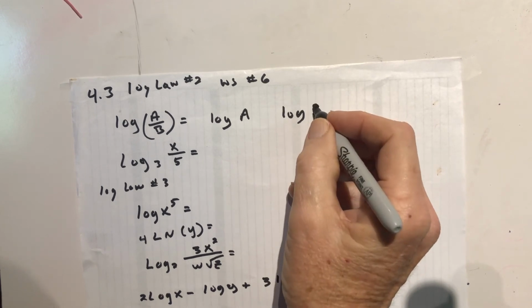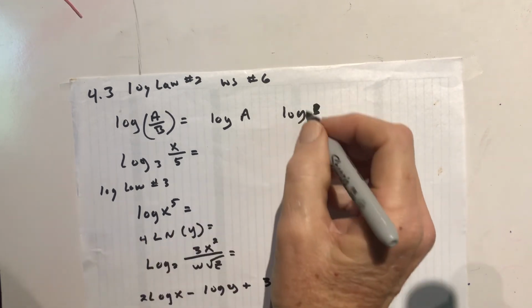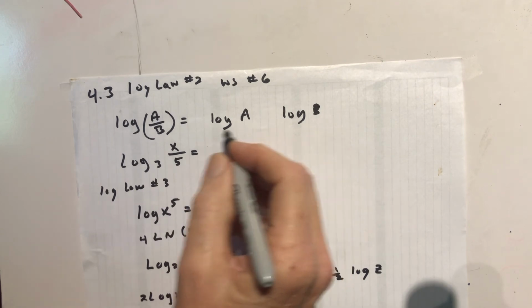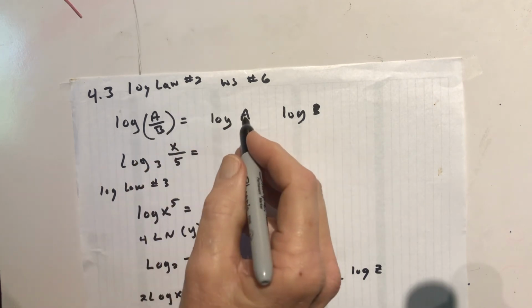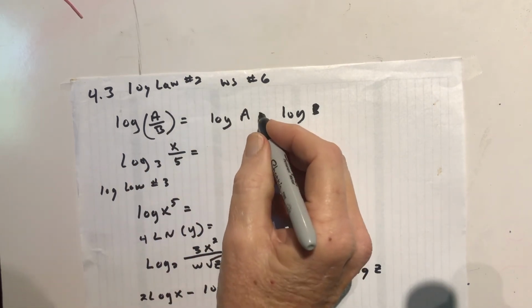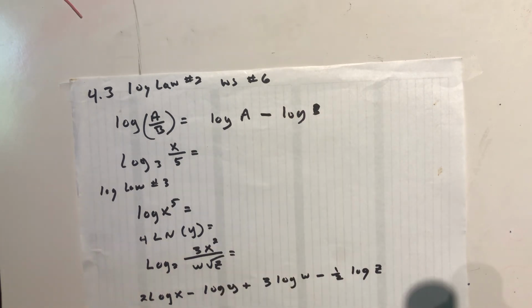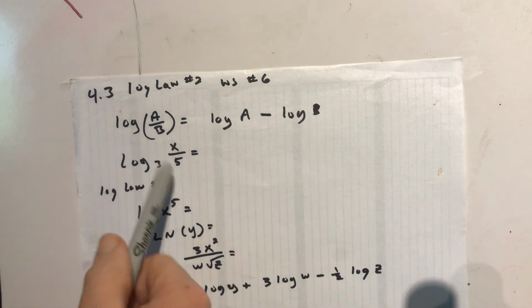Can you read that B, I hope? That's a B. Now, since it's divided, we don't put a plus sign, we put a minus sign. And that's your answer, log A minus log B. All right, try and do this problem.